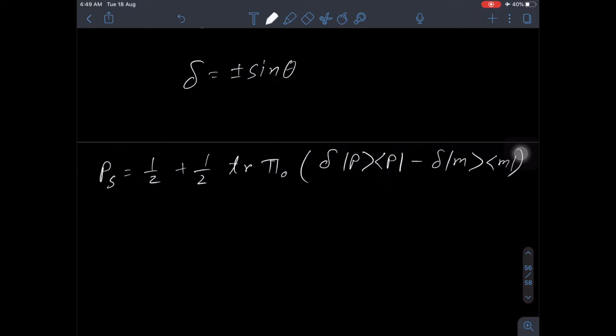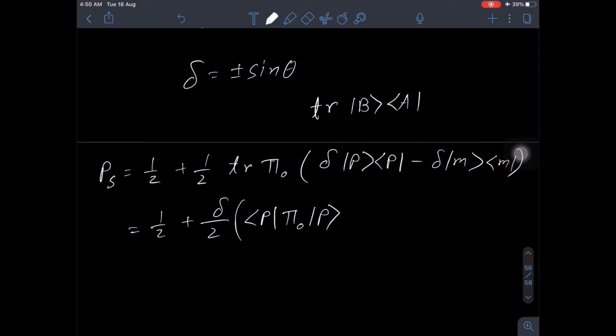Okay, so now you can do some mathematical manipulations again. I can take this delta out, as trace is a linear operator, and I can write this as delta by 2, and I can go the other way around from trace back to the inner product, and then what we can write is p pi 0 p, right? Because we are using the same identity when we went back from where we started, the trace identity that trace of BA is equal to trace of AB. So then the next term would be m pi 0 m.